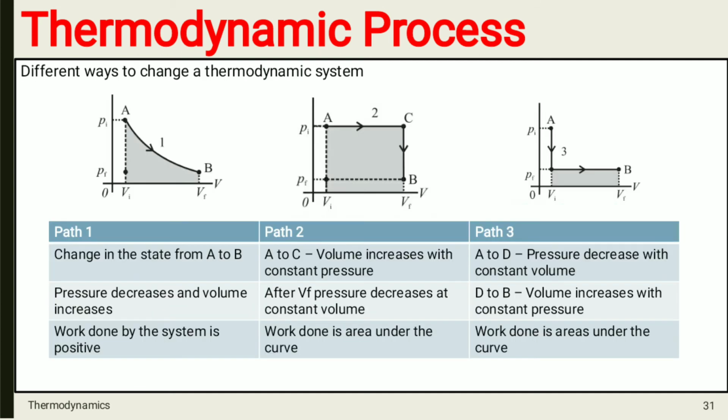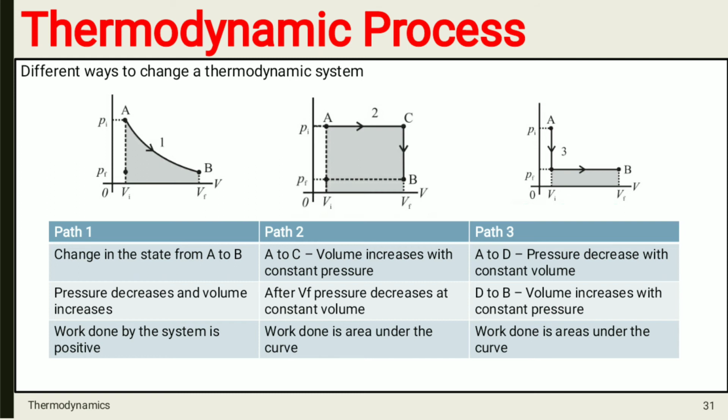In case of the first path, the system changes from A to B. Then its pressure decreases from Pi to Pf, and volume increases from Vi to Vf. As we have studied earlier, when pressure decreases and volume increases, work done by the system is positive, and that work done we can calculate by area under the curve.